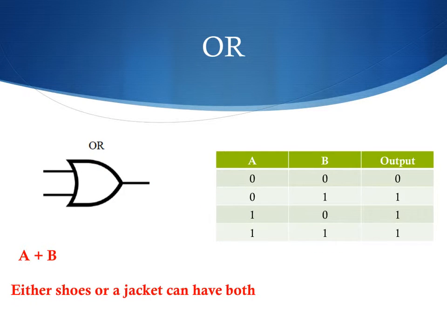OR gate, same thing again, and I represent it with the plus sign here. I'm not going to go through the truth table. You have to have one or one of these, okay? So if I have both of them, it'll work. If I have one of them, it'll work.